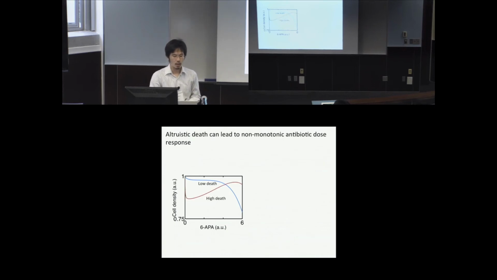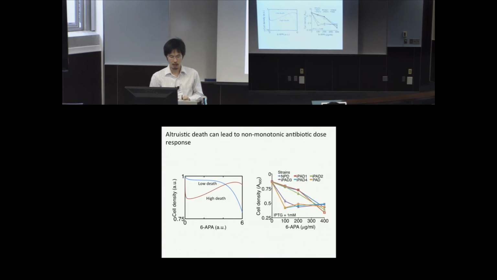But when death is high, there's something interesting happening. When death is high, I could get this non-monotonic behavior. It initially drops, but there's some sort of maximum at some level of 6-APA. And of course, if I keep increasing 6-APA, it would go down. But the point is, with high death rate, I could get this non-monotonic behavior. So I wanted to test this, and again, I did the experiment.